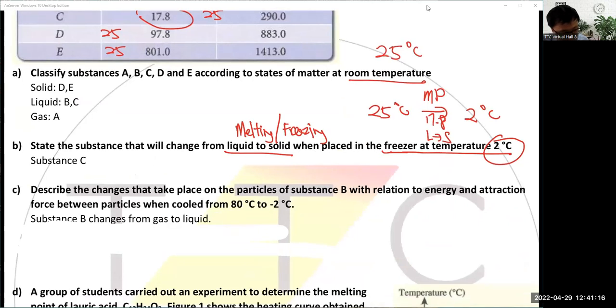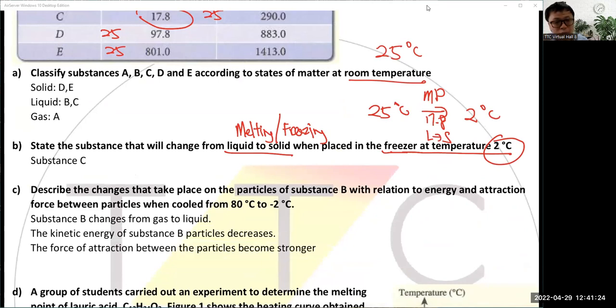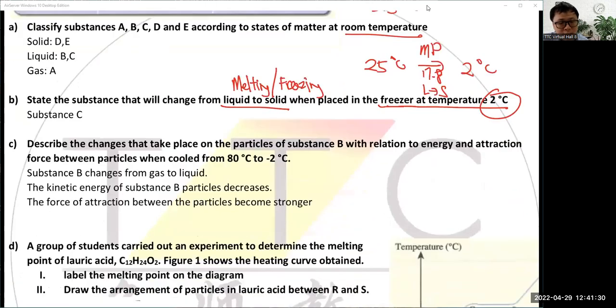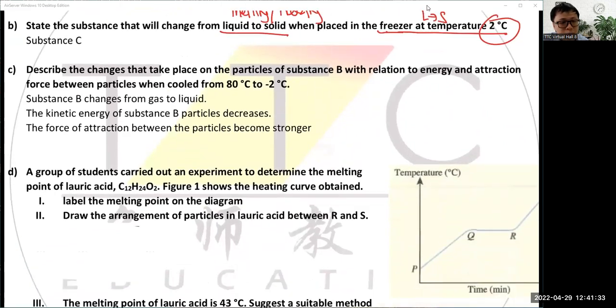The kinetic energy will drop, because the gas has higher kinetic energy and the liquid has lesser kinetic energy. Then the force of attraction becomes stronger. Try to say stronger, don't say increase. Okay, normally you have to look at these keywords.